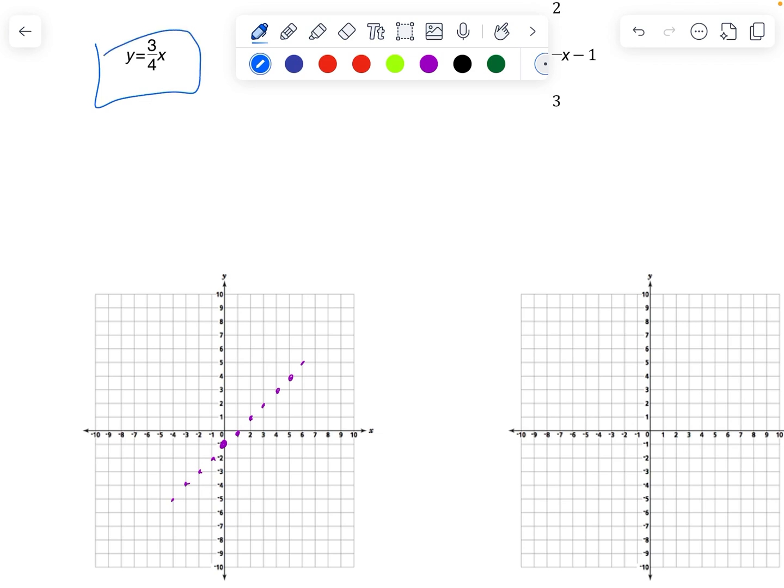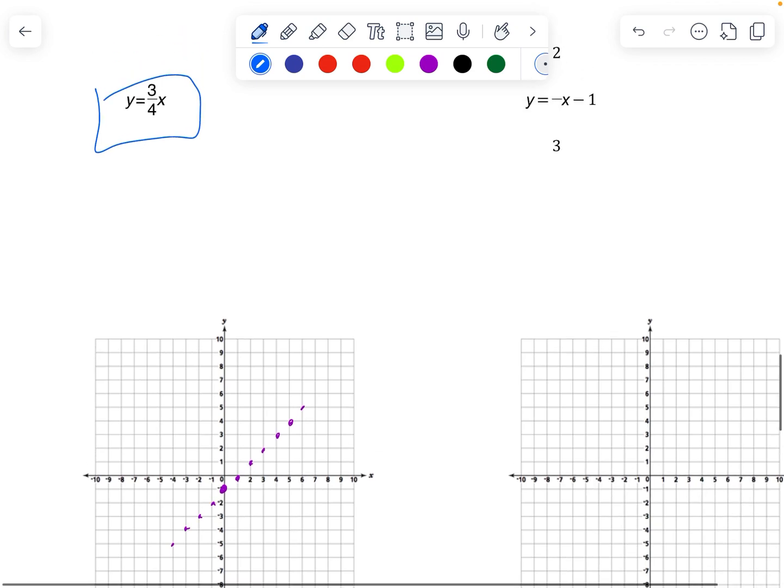And then now we'll do the bottom equation, y equals 3/4 x. The first thing we have to plot is our y-intercept, the number by itself after the 3/4 x. There is not a number, so my y-intercept is 0. If you don't see a number after your x, your y-intercept is 0.